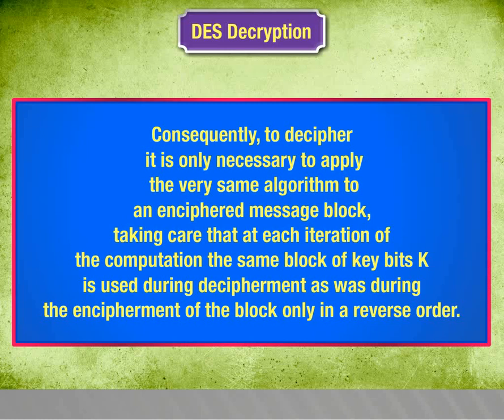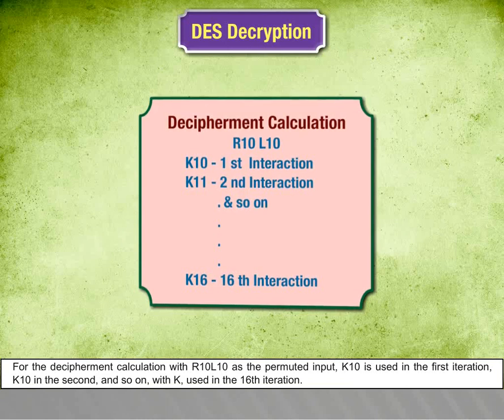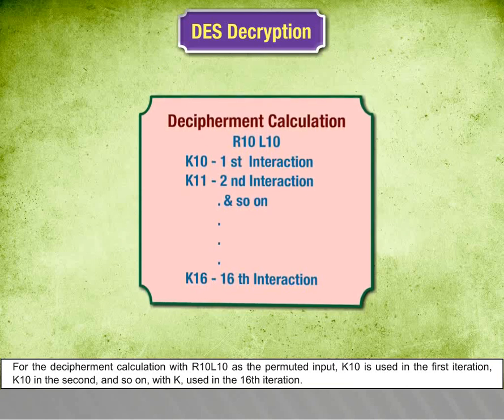Consequently, to decipher, it is only necessary to apply the very same algorithm to an enciphered message block, taking care that at each iteration of the computation, the same block of key bits K is used during decipherment as was used during the encipherment of the block, only in reverse order. For the decipherment calculation, with R16L16 as the permuted input, K16 is used in the first iteration, K15 in the second, and so on, with K1 used in the 16th iteration.